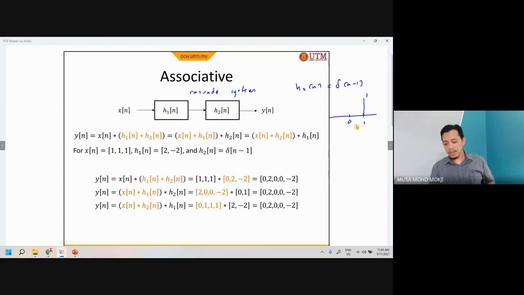Okay, and how do we write that as a vector? In vector form, h2[n] equals, this is index 0, this is index 1. Index 1 is 1. So what is index 0? 0. So you should have 0, 1. For this one, h2[n] is actually equal to 0, 1.